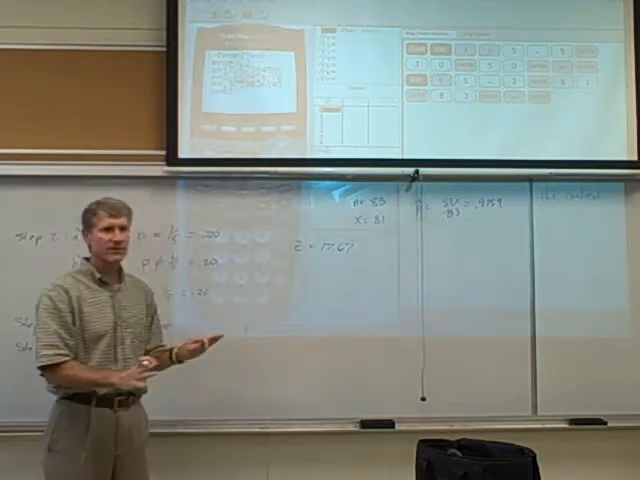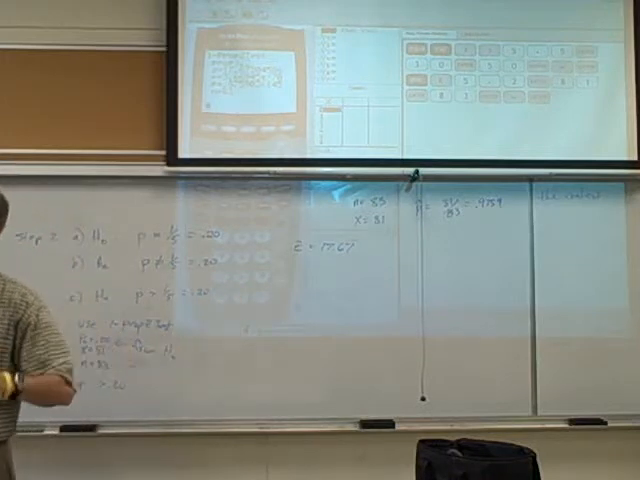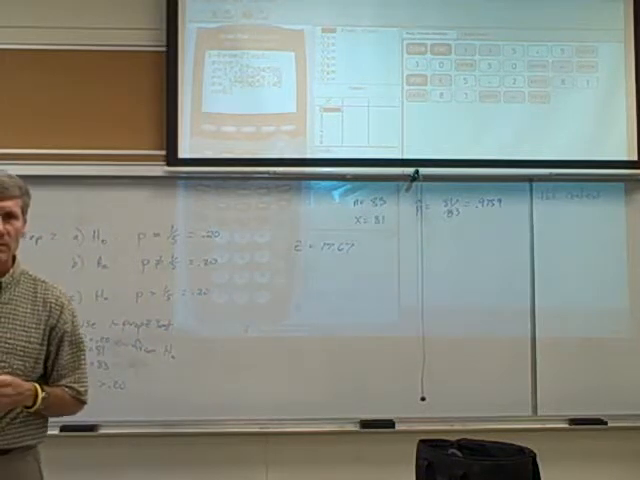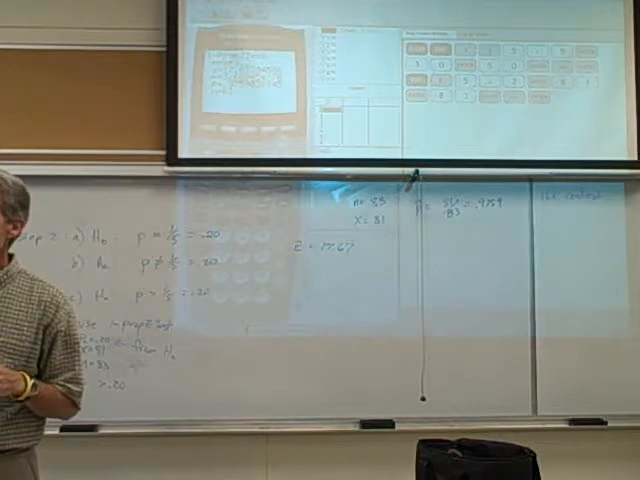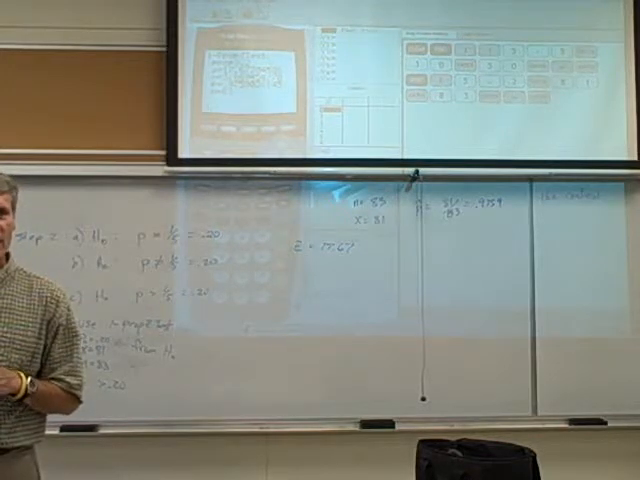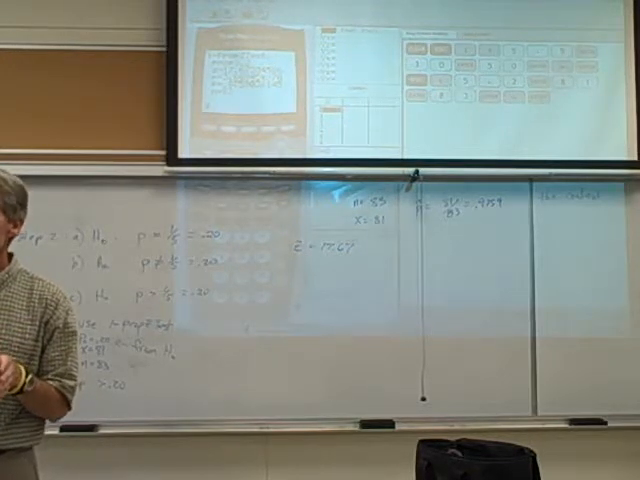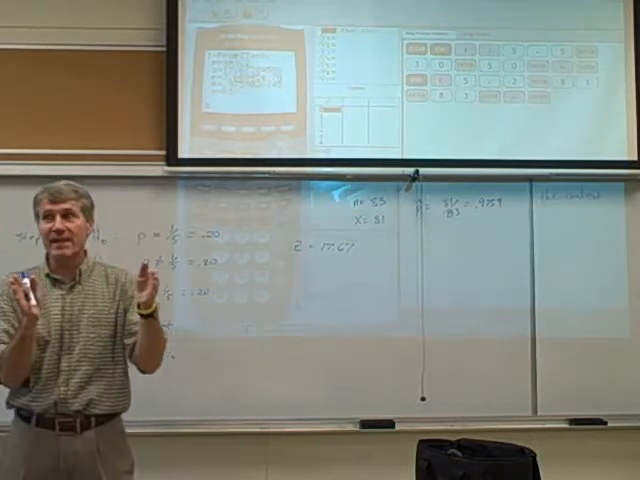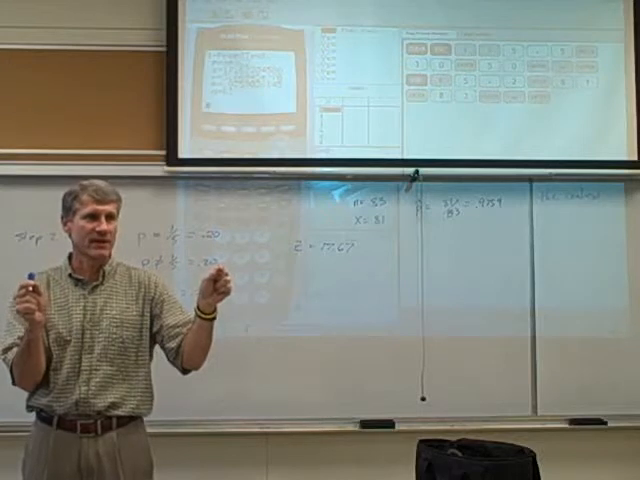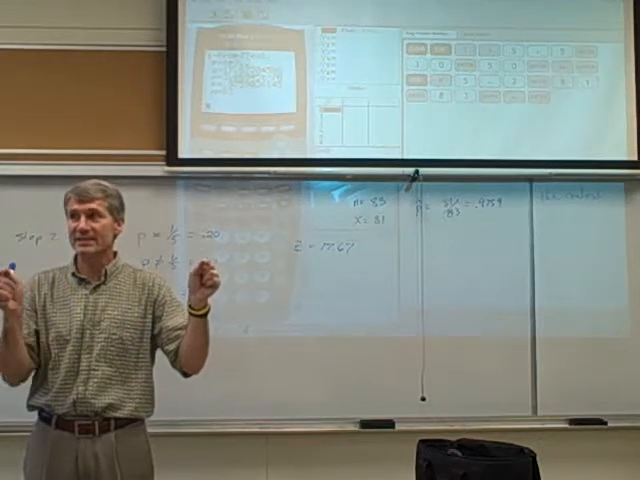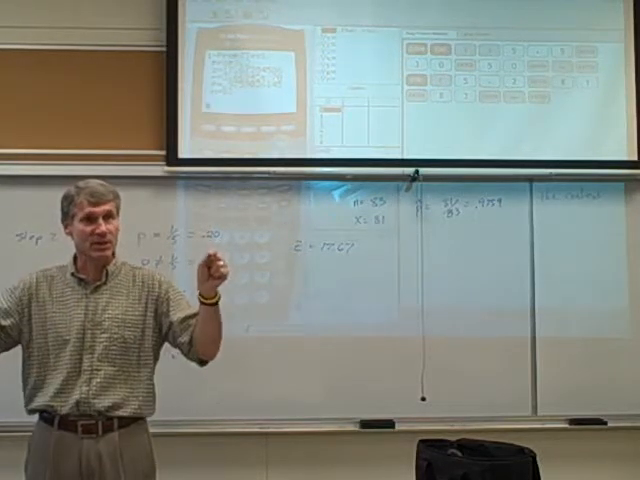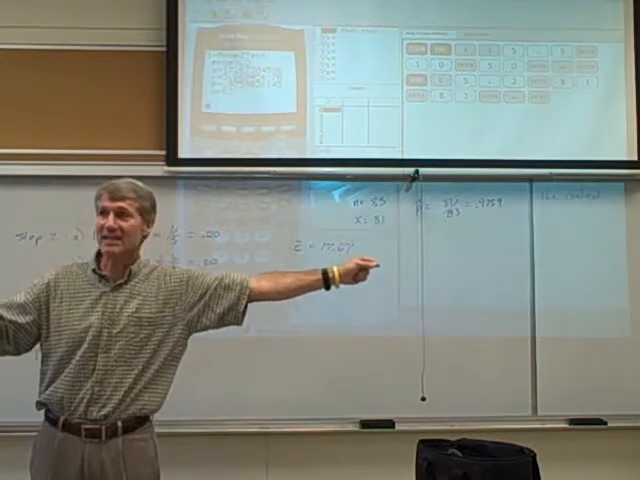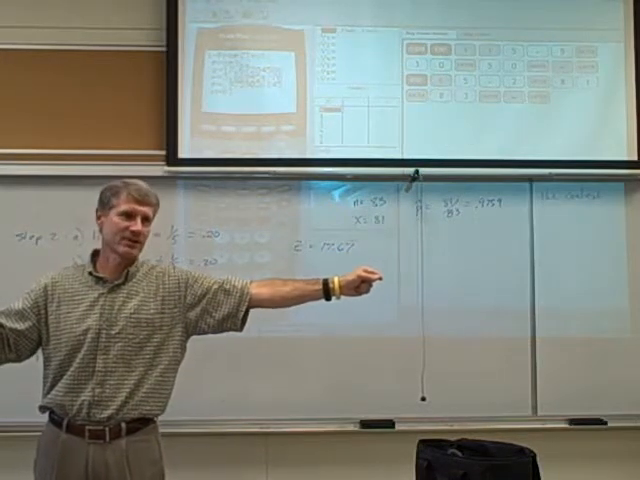Now before I go any further, is that a big Z or a not so big Z? It's huge. Remember what Z is. It's the number of standard errors. When you get to 3 standard errors, you're already way out there in the tail. Remember, 99.7% of all p-hats should be within 3. You're at 17. That's way out there.